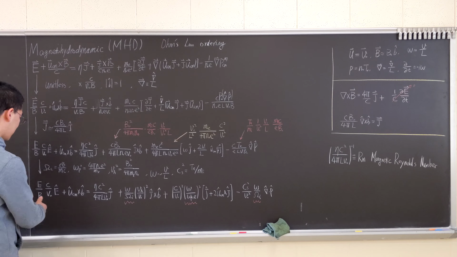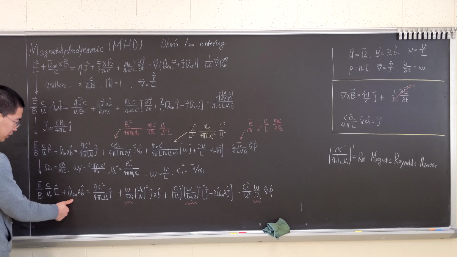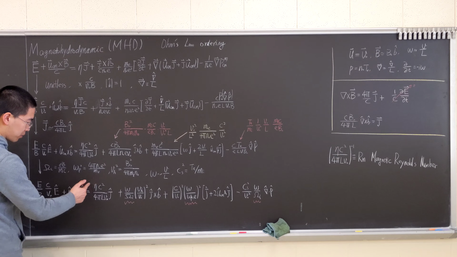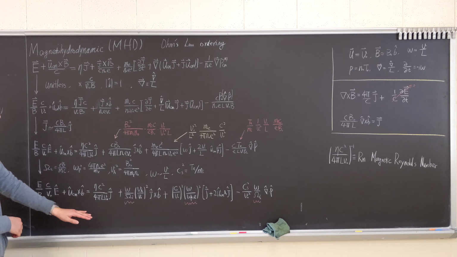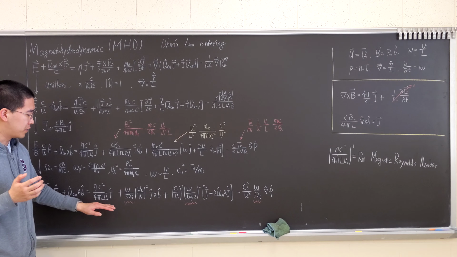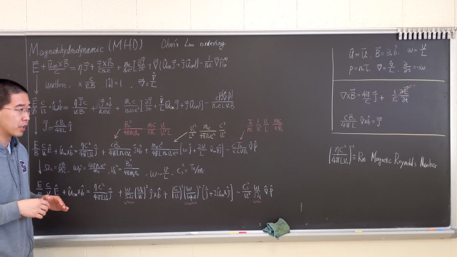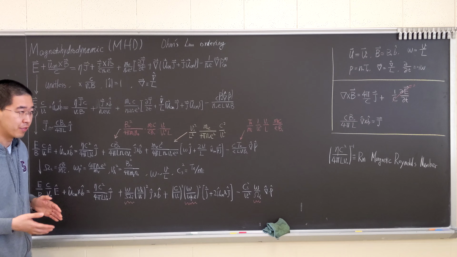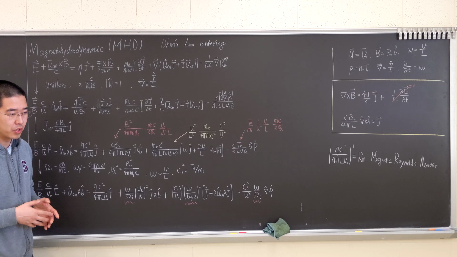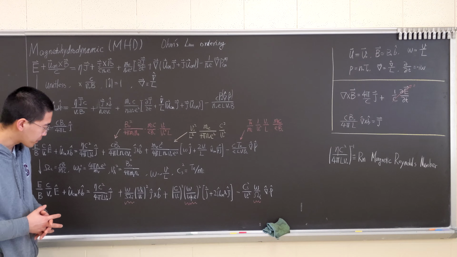So as you can see, this is unity, this is unity. This depends on circumstances, whether it's unity or not. If this is equal to zero, we're dealing with ideal MHD. If this is not zero, or not a small number but sufficiently small, we're dealing with resistive MHD.